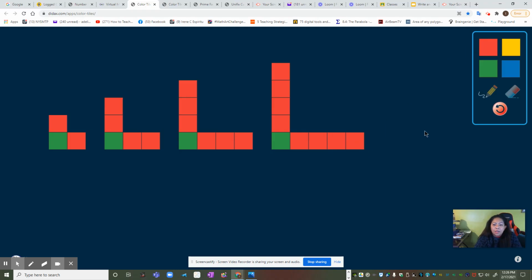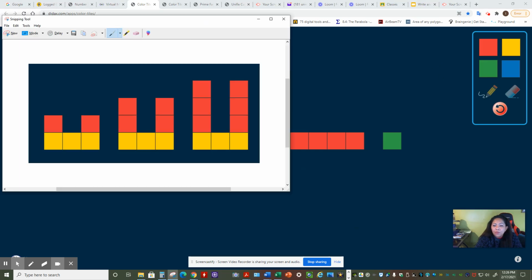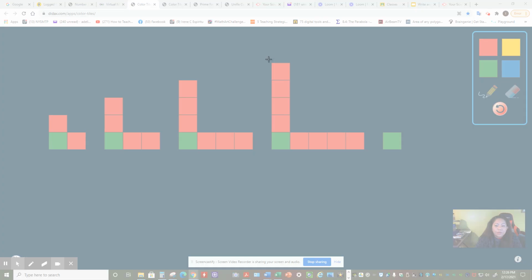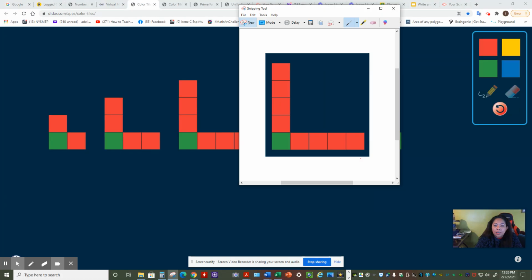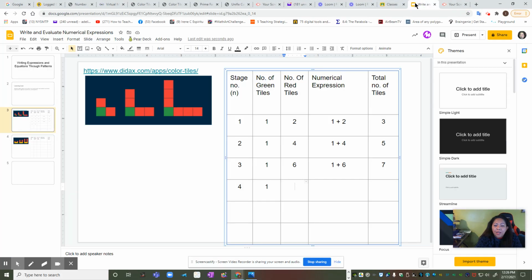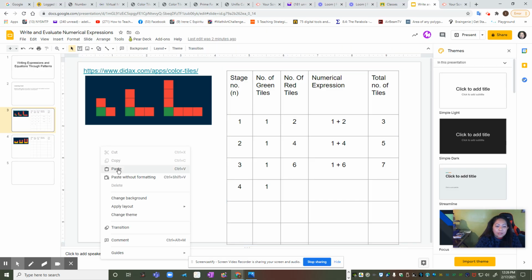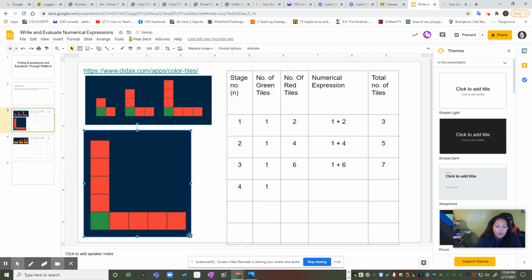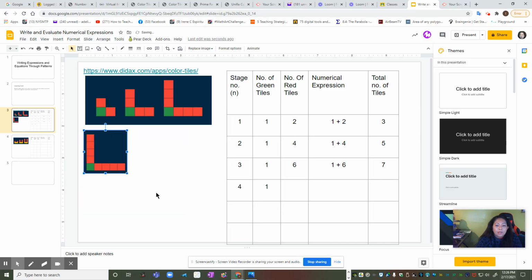All right. And now, stage 5, again, there should be 1. Okay, let me put it here. So I don't have enough. So what I'm going to do is I'm going to do a screenshot. I'm going to capture this. And then I'm going to paste this in our slide. So I'll make it smaller.